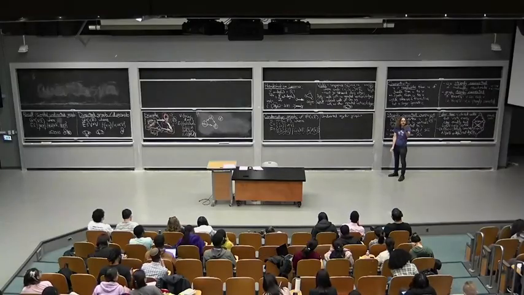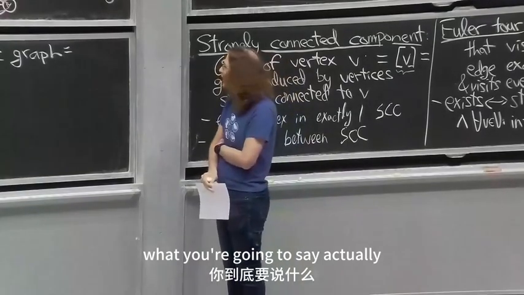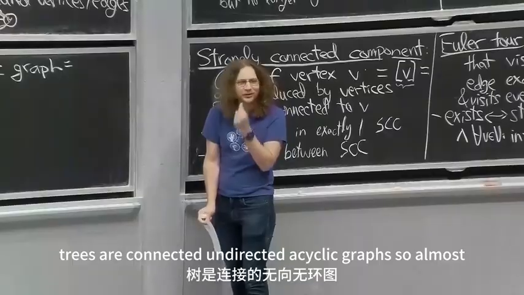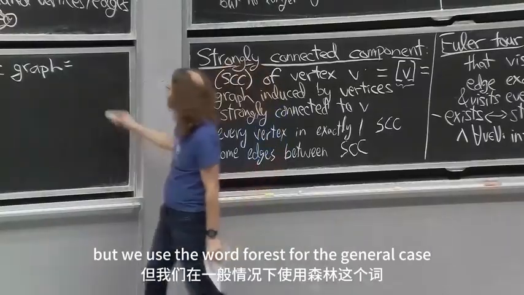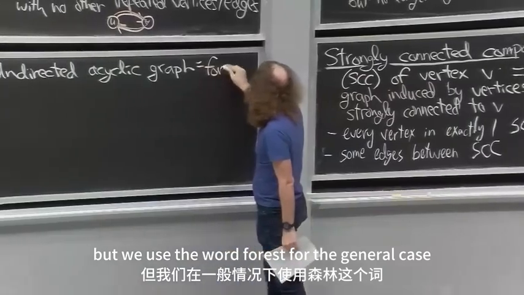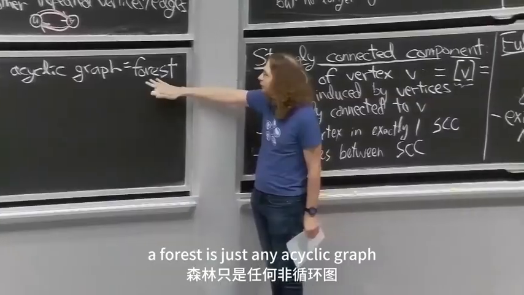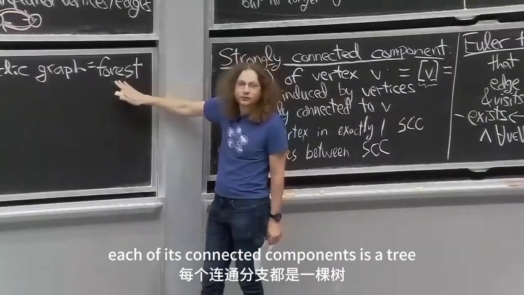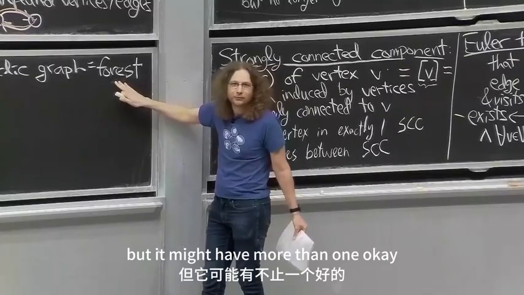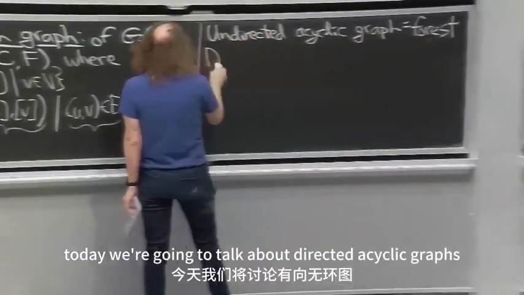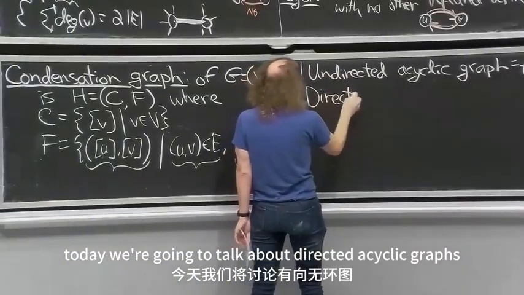Tree is what you're going to say. Actually, trees are connected undirected acyclic graphs. So almost. We may not have even mentioned it here, but we use the word forest for the general case when you're not necessarily connected. So in the undirected case, a forest is just any acyclic graph. Each of its connected components is a tree, but it might have more than one. Okay. Today, we're going to talk about directed acyclic graphs.